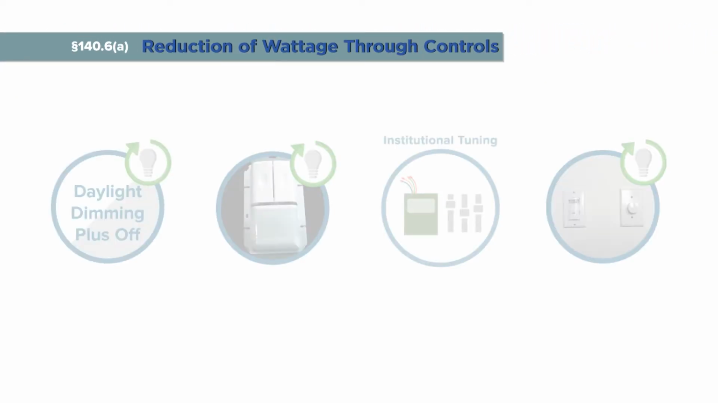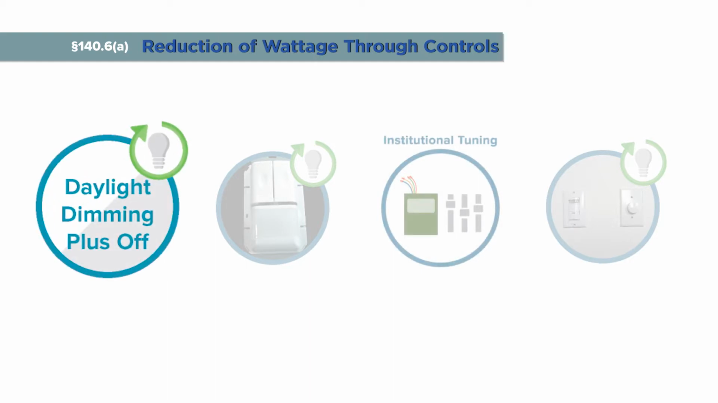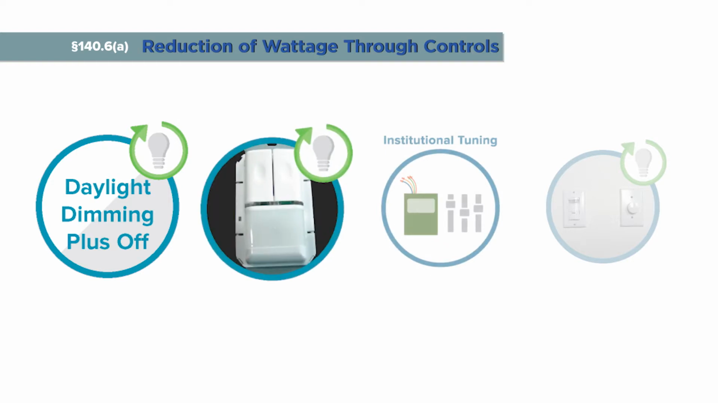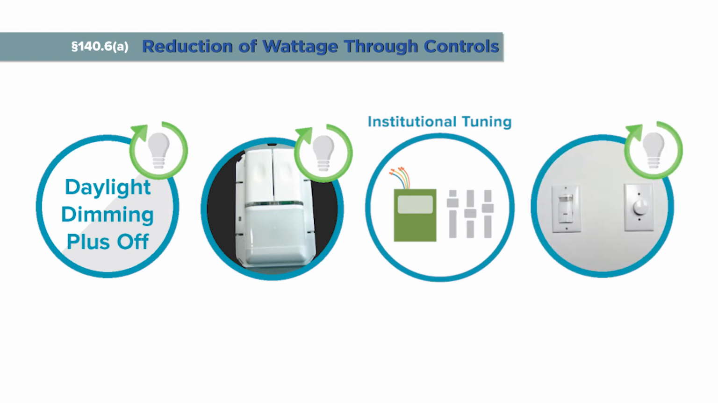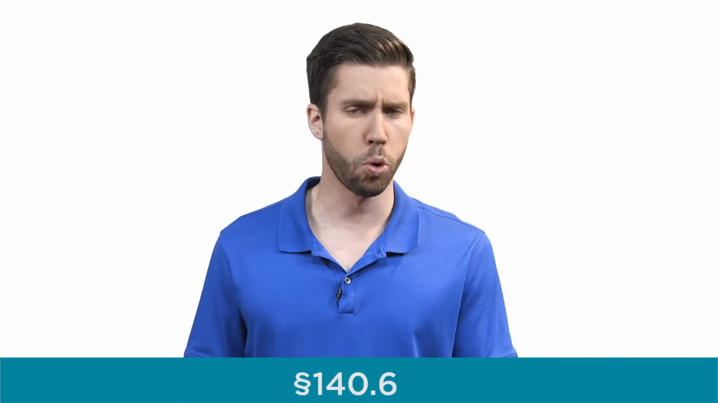Power adjustment factors are available for 4 specific control measures, which go beyond the mandatory measures contained in the energy standards: daylight dimming plus off, occupant sensing controls used in large open plan offices, institutional tuning, and demand-responsive controls used in buildings less than 10,000 square feet. More information on these control strategies is provided in the other modules of the video series and in section 140.6 of the standards.